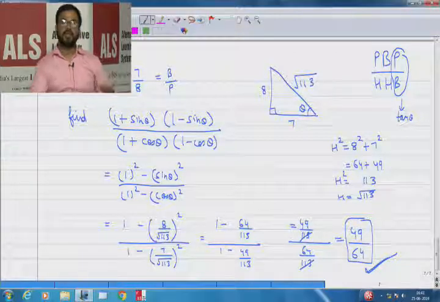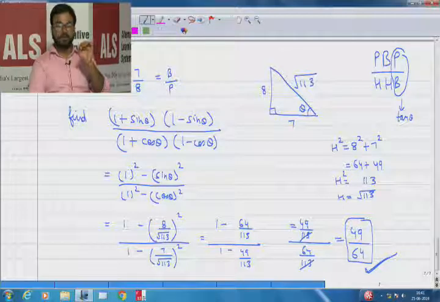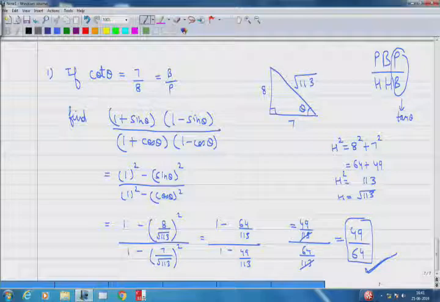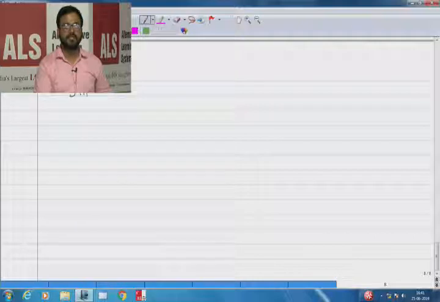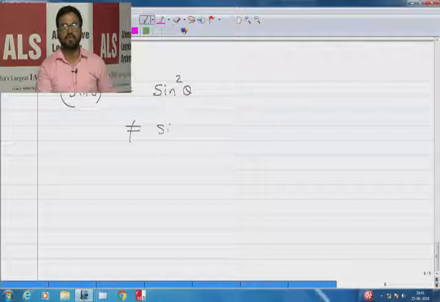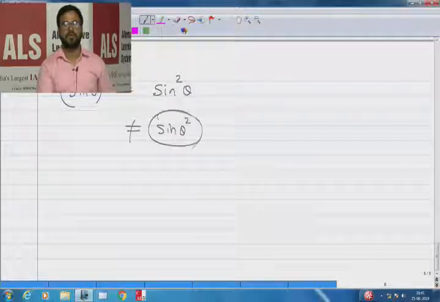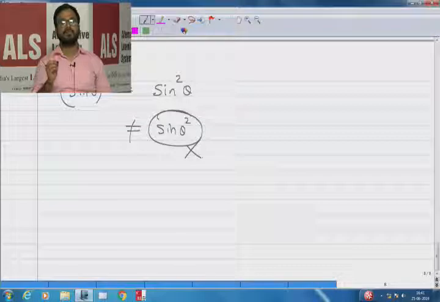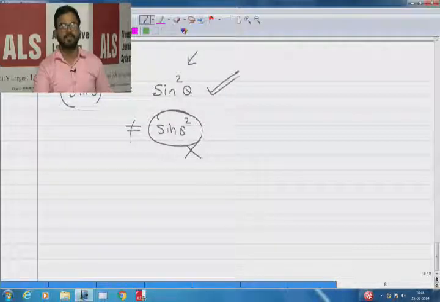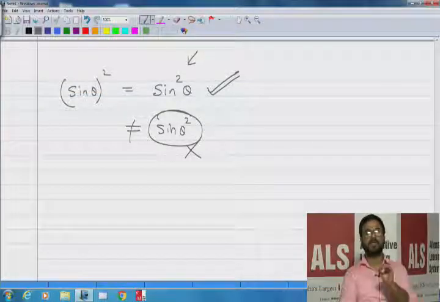Okay, and the important point which you can make here is that whenever I say sin square theta, so sin theta whole square, this is written as sin square theta. Don't write this as sin theta square, this is wrong. Never write like this. We always have to write the square between sin and theta, like this. This is the correct way to write, and we will read this one as sin square theta.